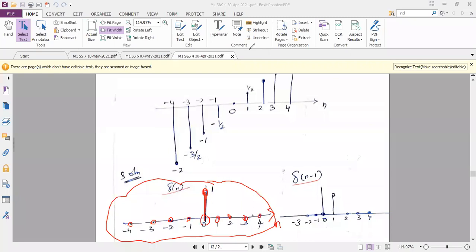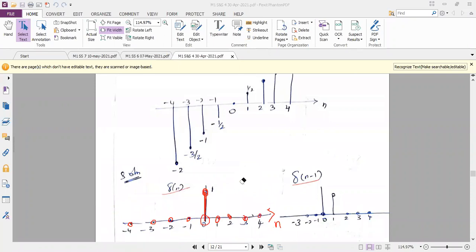So once I have completed delta of n, as per the question, I don't want delta of n, I want delta of n minus 1. Delta of n minus 1 means you all know very well, we have to perform the shifting operation. Since it is minus 1, you know where we have to shift it. We have to shift towards the right hand side by one position.